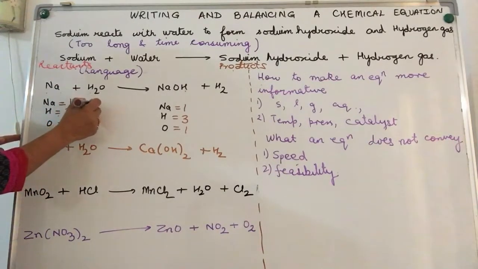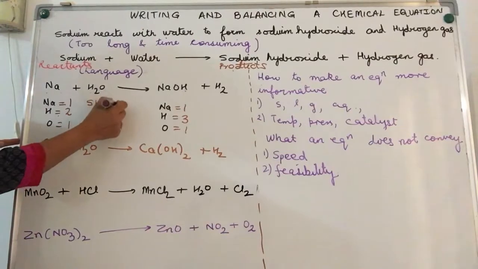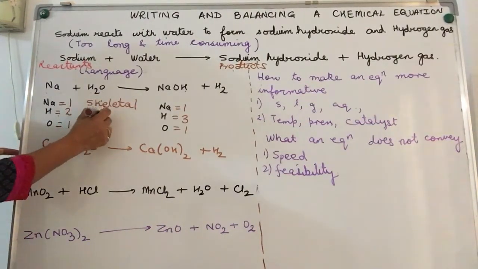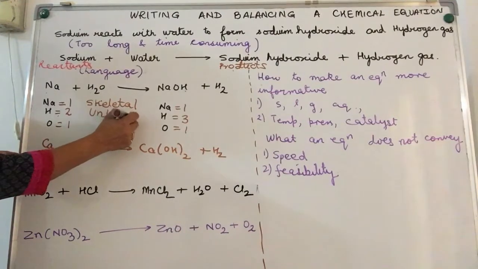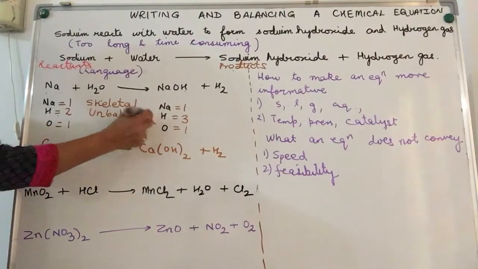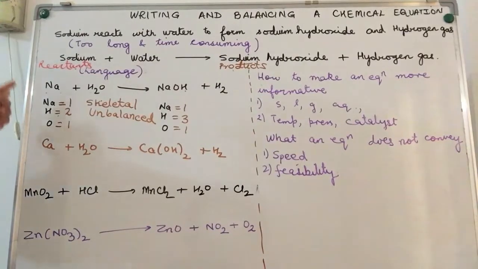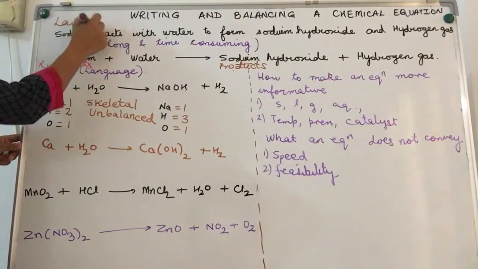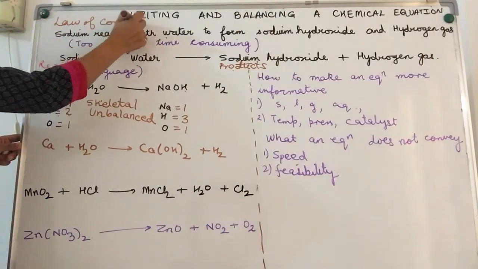This type of equation is what we call a skeletal equation or an unbalanced equation, where the number of atoms of each type on both sides are not the same. So we have to try and balance them. Why do we have to balance them? Why go all the way to balance them? We know a law, which is the law of conservation of mass.